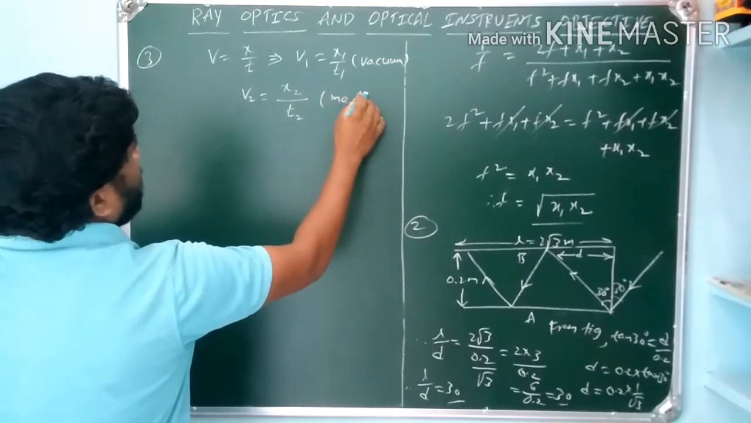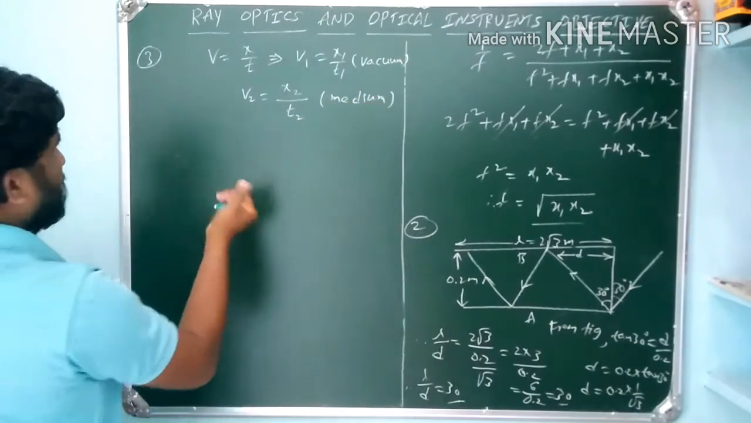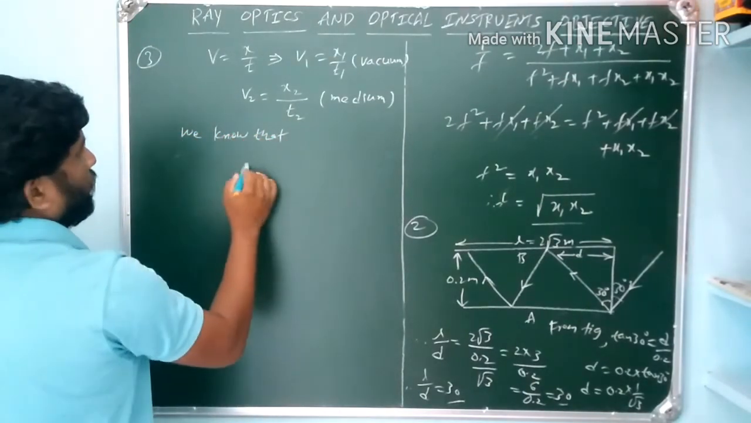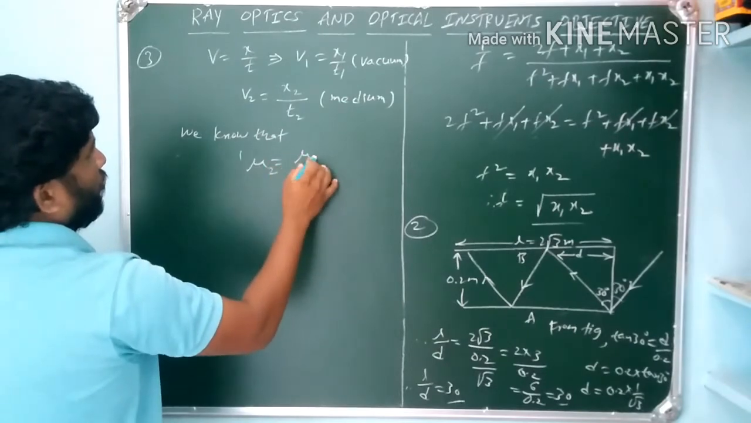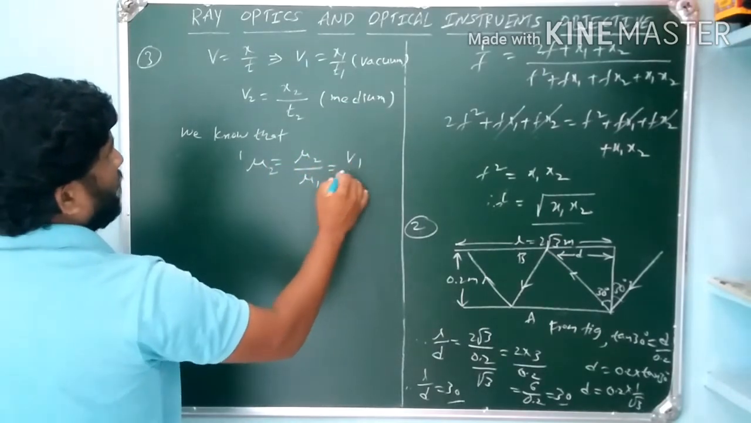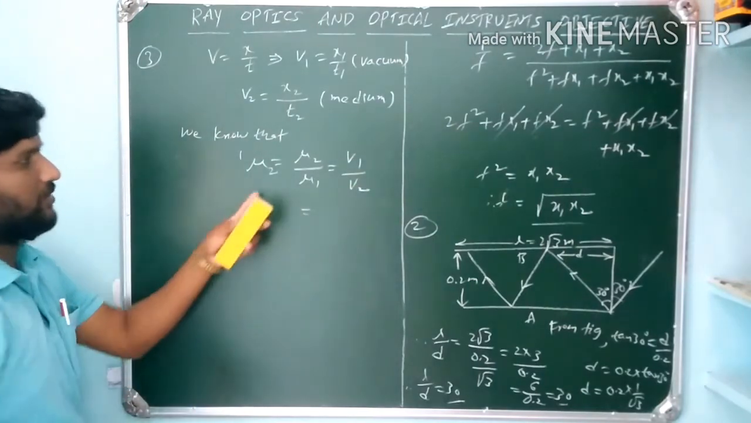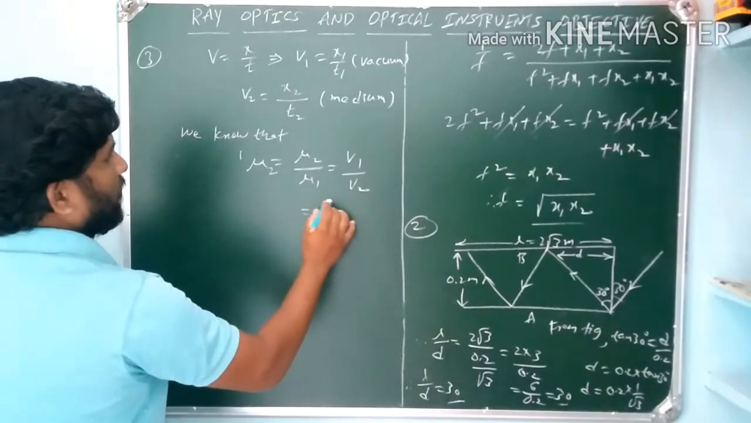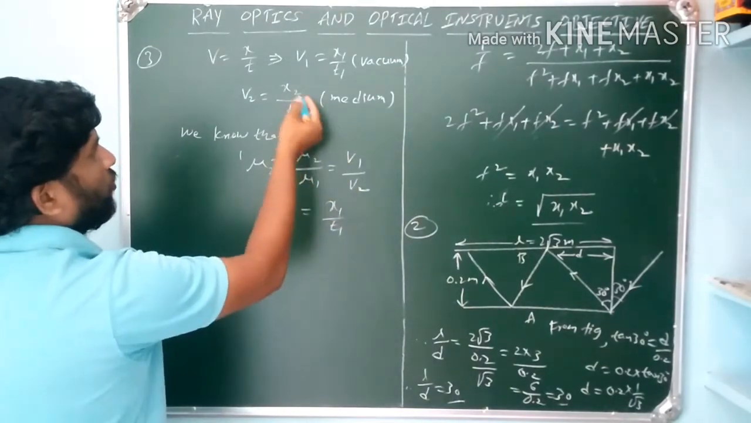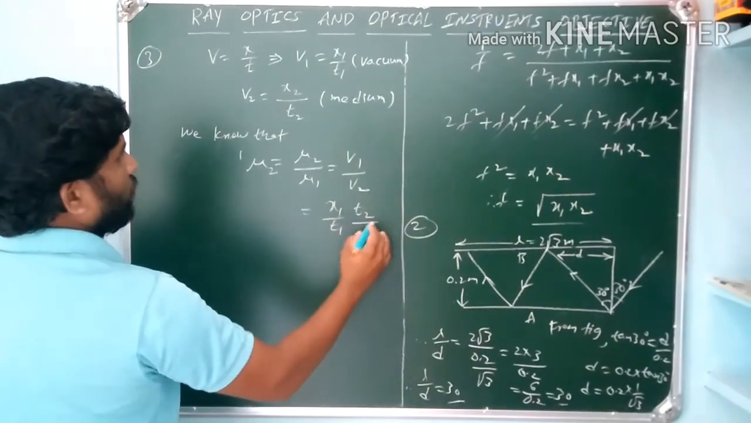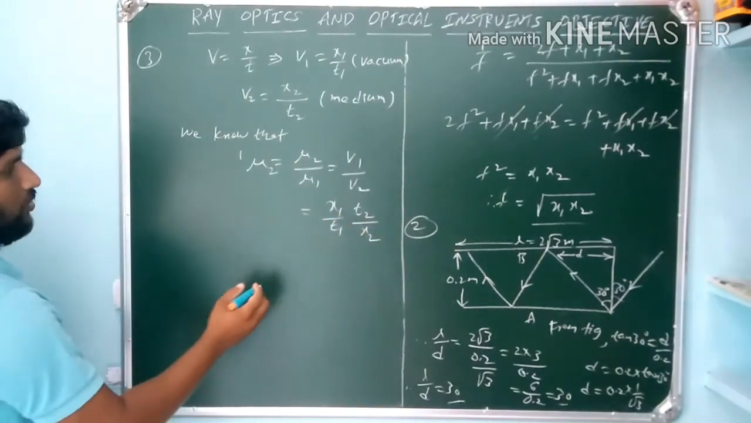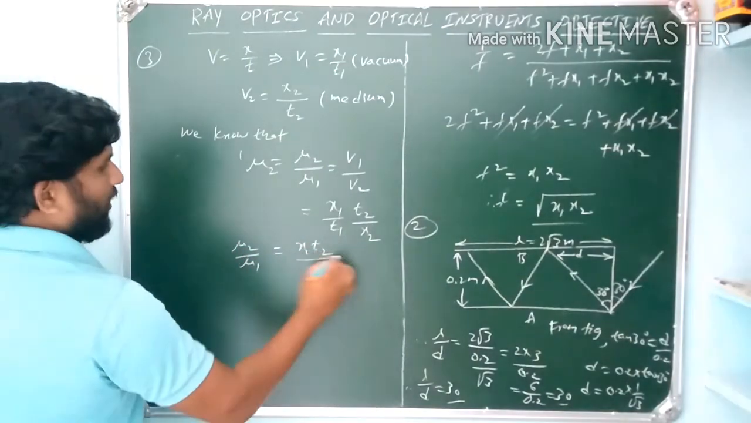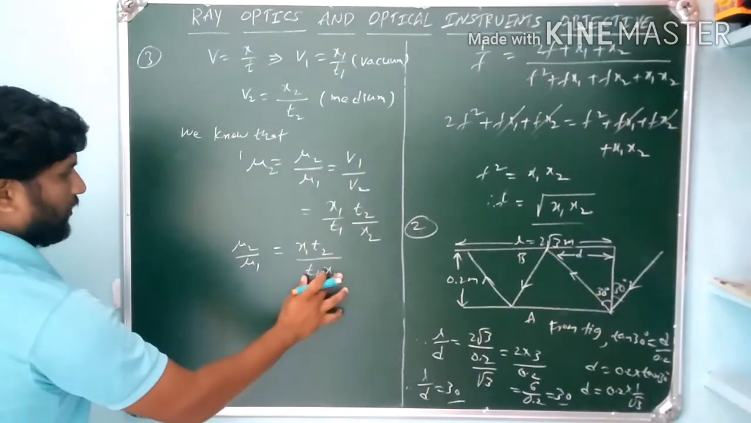It is in a given medium, and we know that refractive index is given by mu21 equal to mu2 by mu1, that is equal to v1 by v2. Mu equal to c by v, so from that it is reciprocal. Therefore v1 is x1 by t1, and v2 is x2 by t2, which goes to the numerator as t2 by x2. Therefore we get mu2 by mu1 equal to x1 t2 by t1 x2. Then they are asking the critical angle.